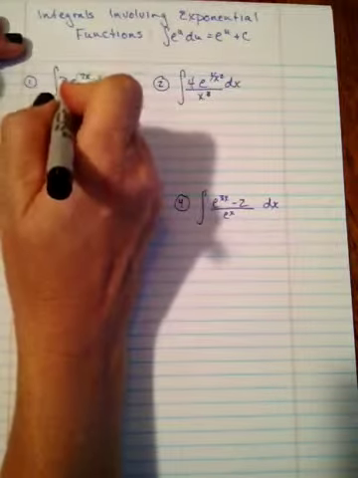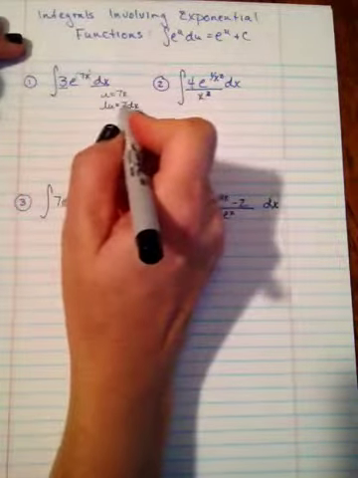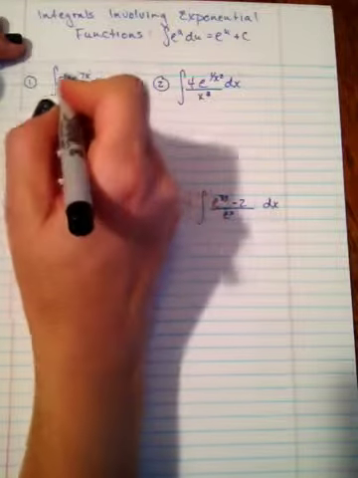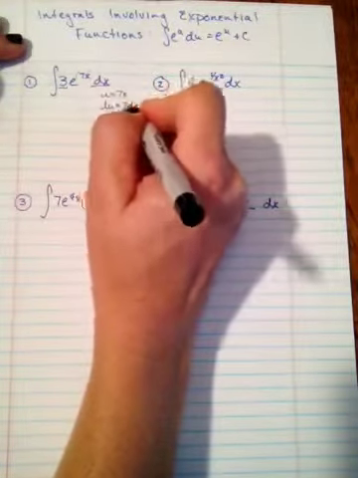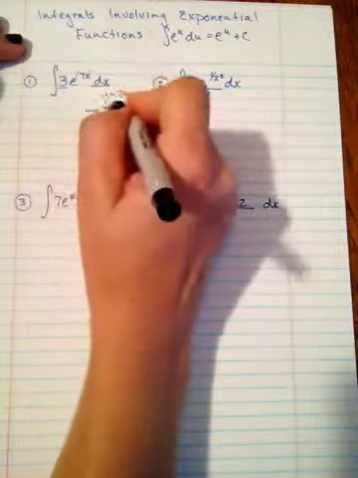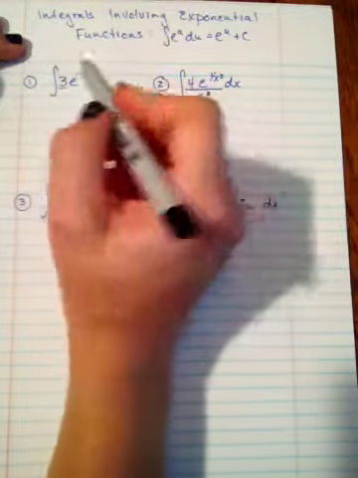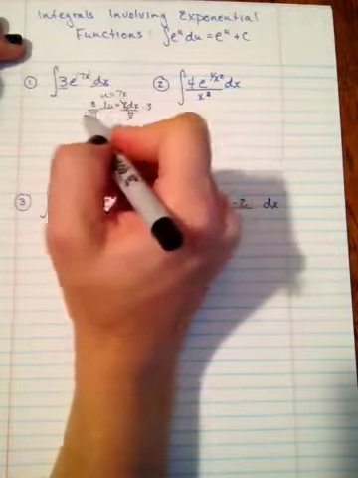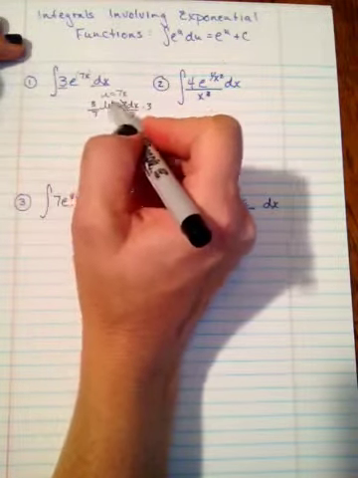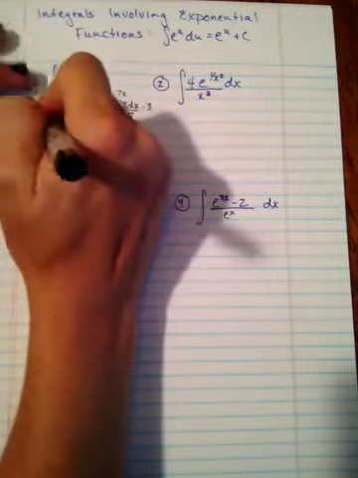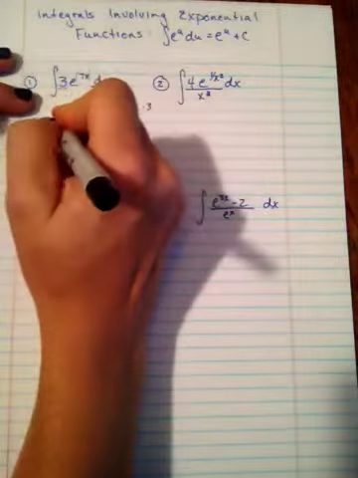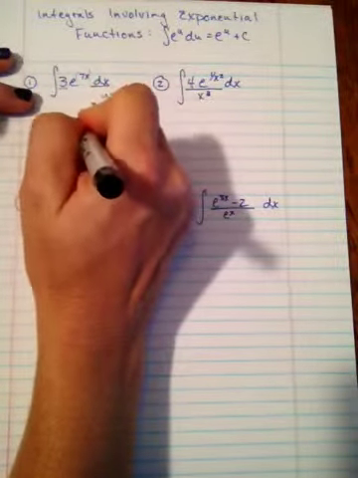That puts my du as 7 dx. Well, in my problem you can see that I have a 3 dx instead of a 7 dx. So I'm going to change this 7 into a 3. I divide both sides by 7 to get rid of it, and then I'm going to multiply both sides by 3 on my du. So 3 dx is equal to 3/7 du. So I have the integral of 3/7 e to the u du.